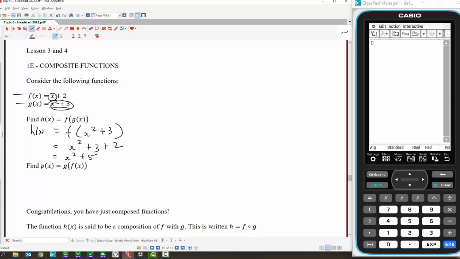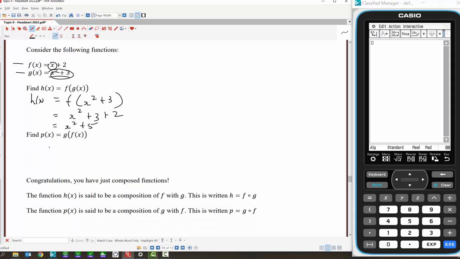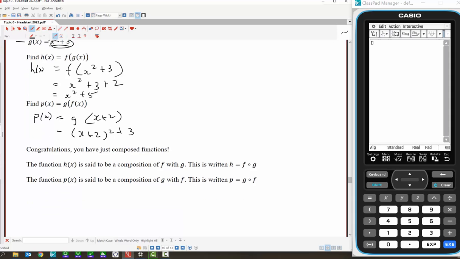f of x. Alright, so p of x is equal to g of f of x. So p of x is equal to g of, now f of x is the linear, x plus 2. That means everywhere where we see an x in g of x, we replace it with x plus 2. So we go x plus 2 all squared plus 3. So what we've done there is composed some functions.